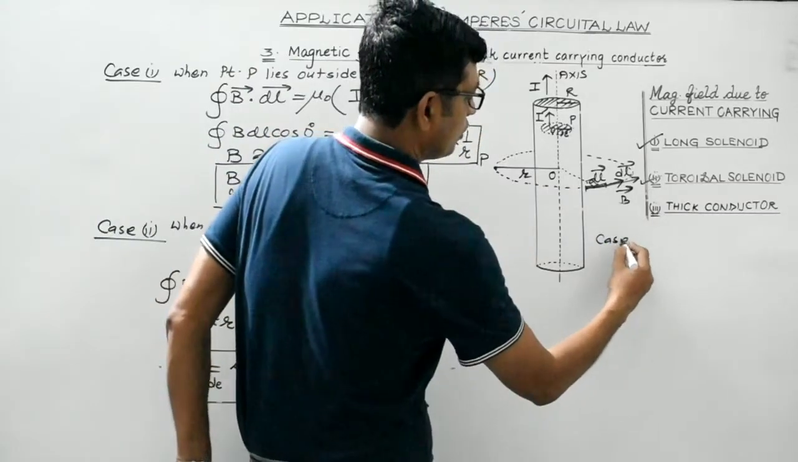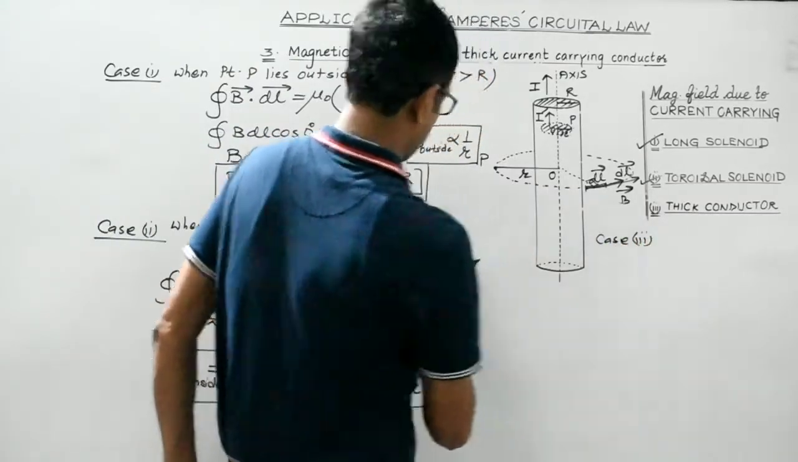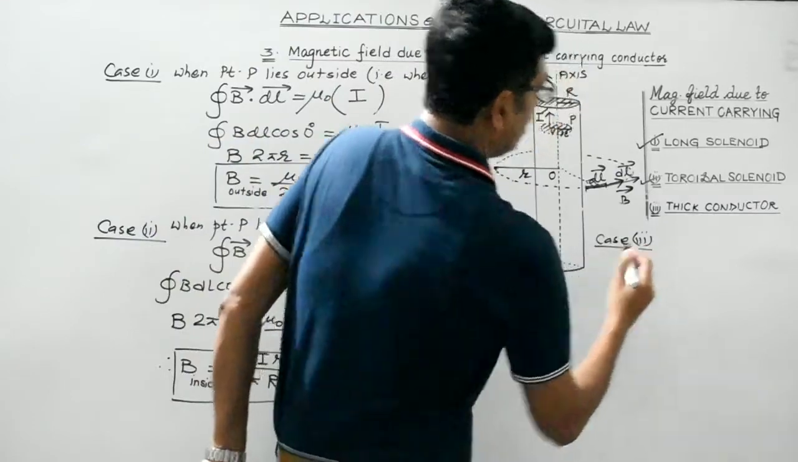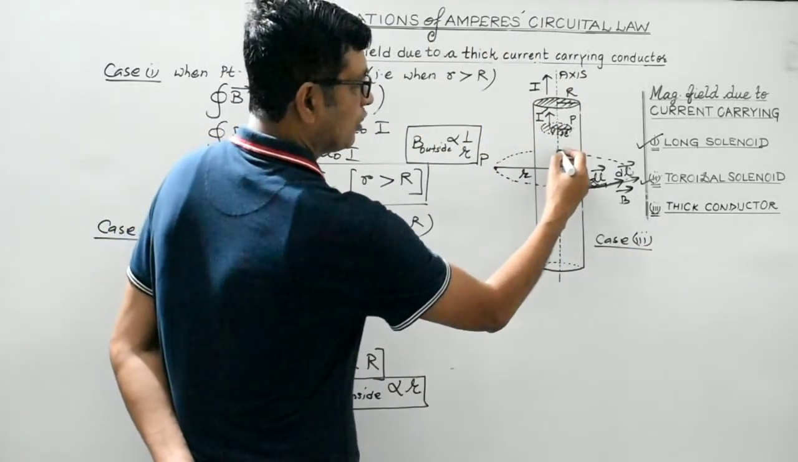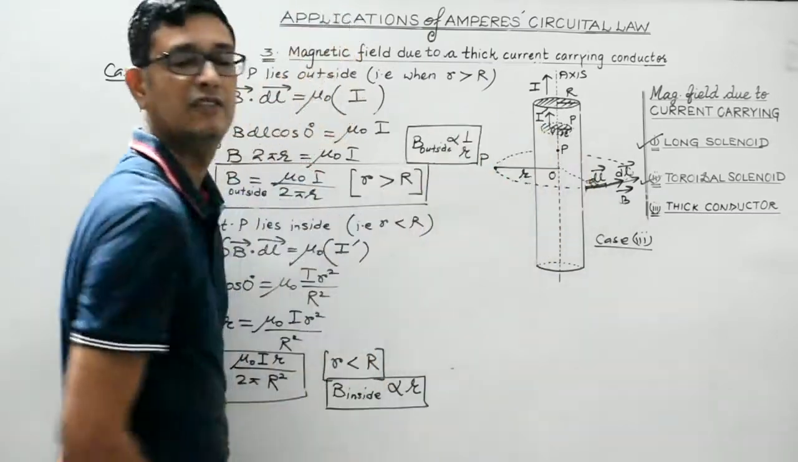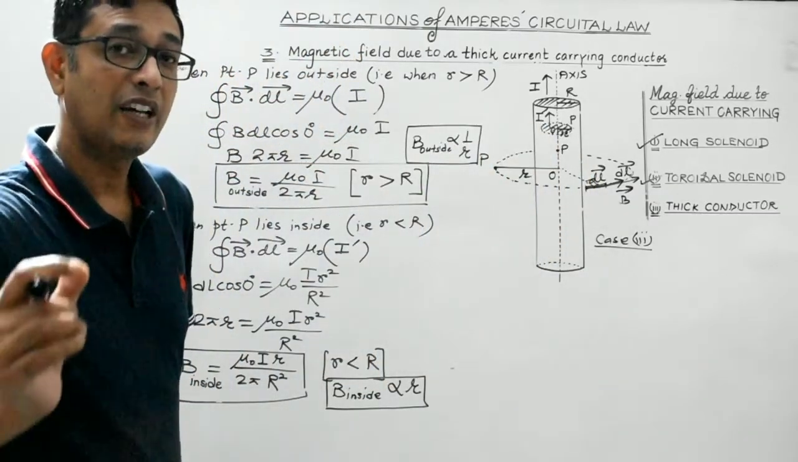Over here. Let's do it over here. Case 3. Now students, suppose the observation point lies on the axis over here. Then what is the value of small r?